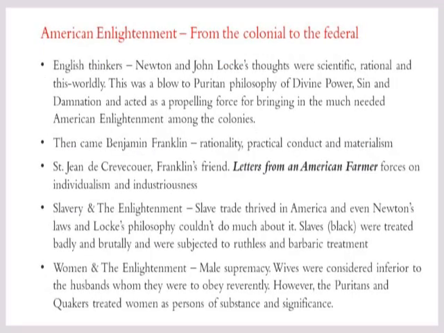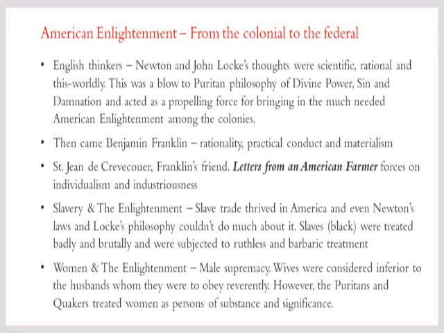Now, American Enlightenment, from the colonial to the federal. How did America change from a colonial society to a federal society? Obviously because of the American Enlightenment. This came into being through some English thinkers like Newton and John Locke, whose thoughts were scientific, rational, and this-worldly. This was a blow to the Puritan philosophy of divine power, sin, and damnation, and acted as a propelling force for bringing in the much needed American Enlightenment among the colonies.